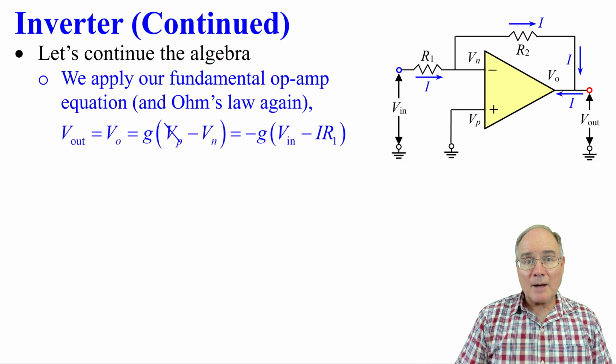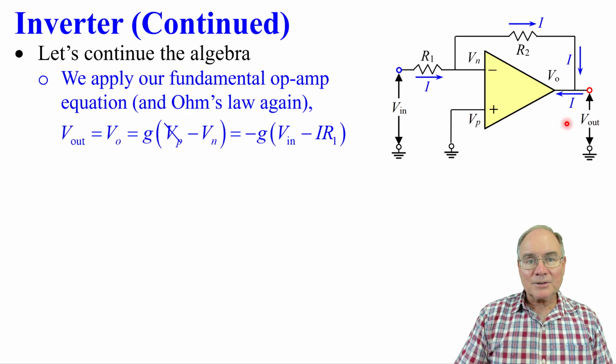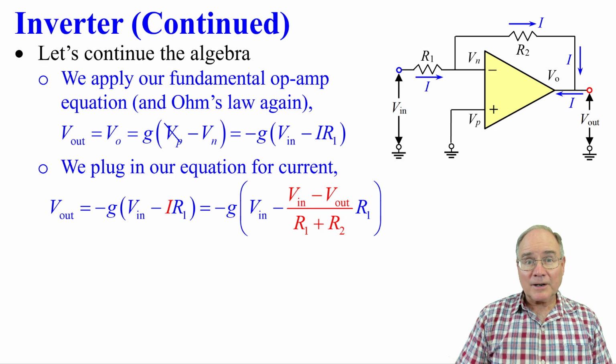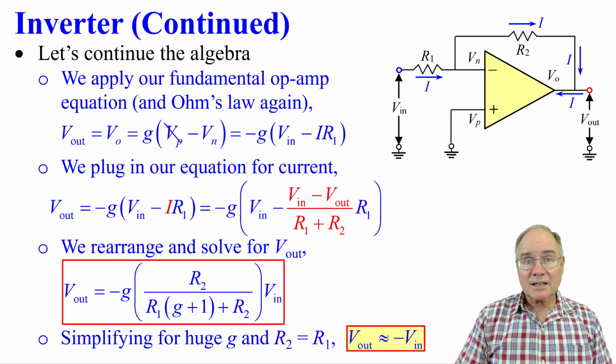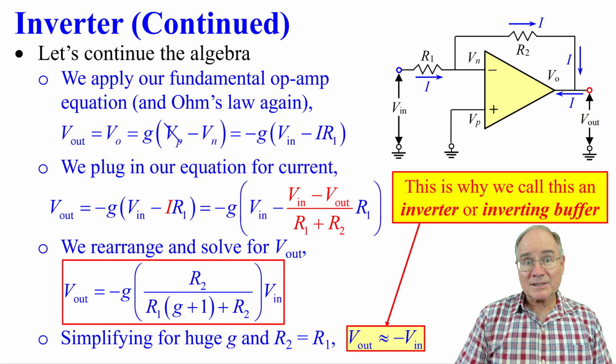We use our fundamental op-amp equation, set Vp equals 0 since it's grounded, so Vout is negative G Vn, which is Vin minus IR1. Now we plug in our equation for current, which I highlight in red here, and after rearranging and solving for Vout, we get this expression. Notice that it depends on the open loop gain G. But when G is huge, like 1,000,000 or so, and if we set R1 equal R2, we get Vout is approximately negative Vin. That's why we call this an inverter or an inverting buffer.